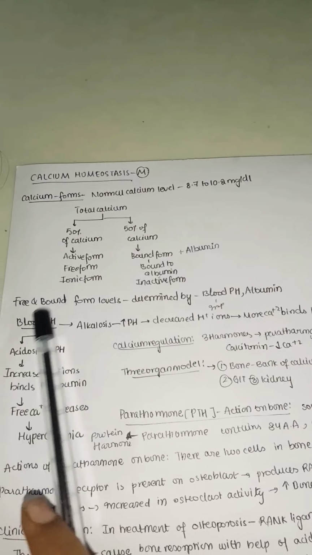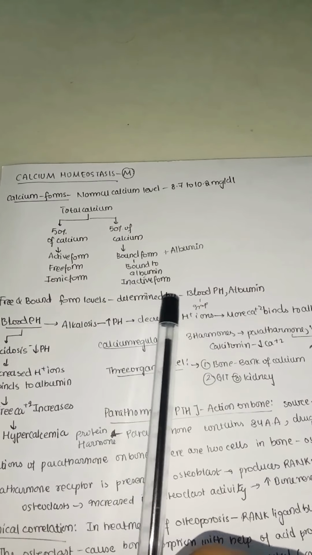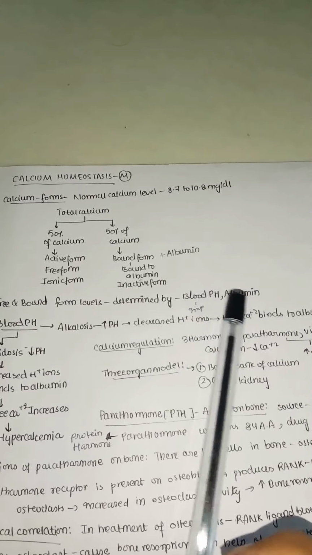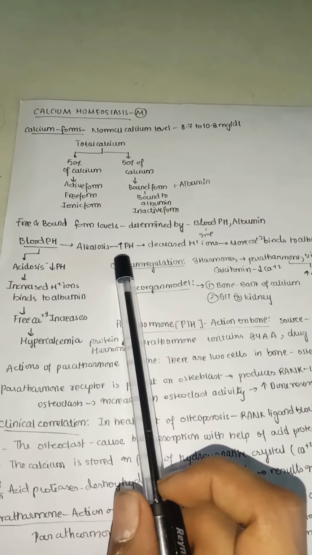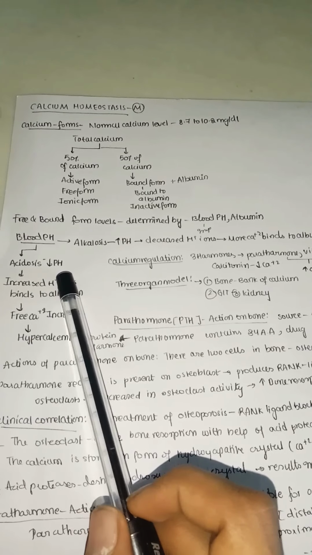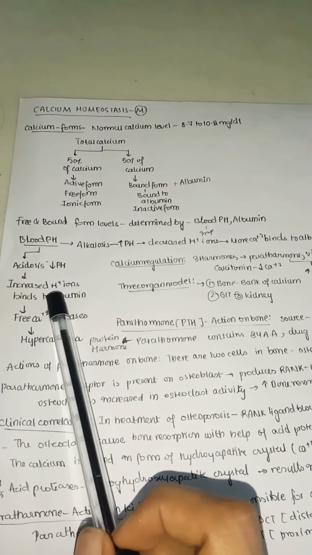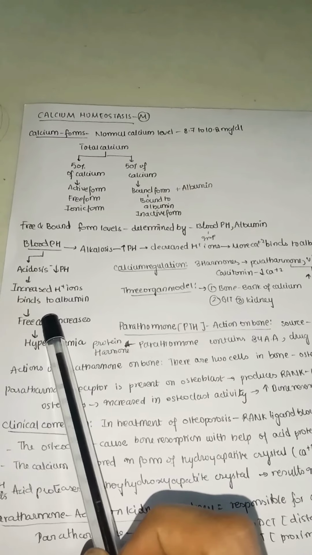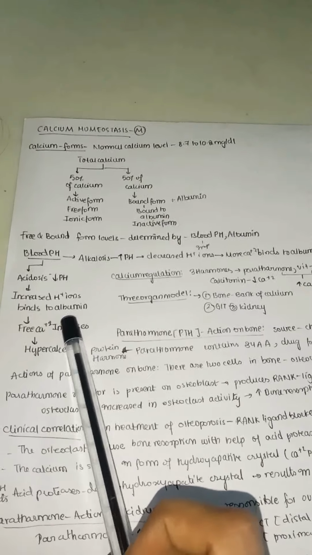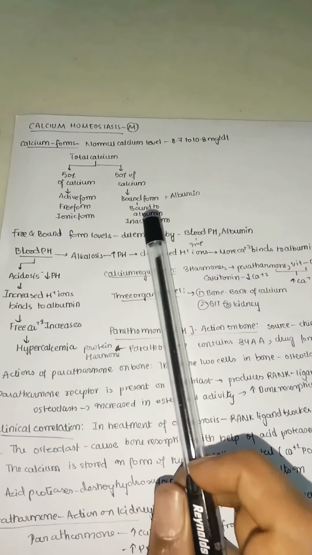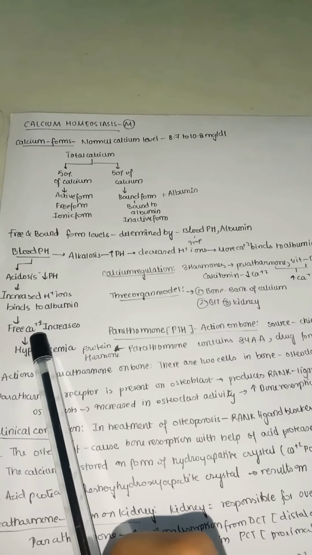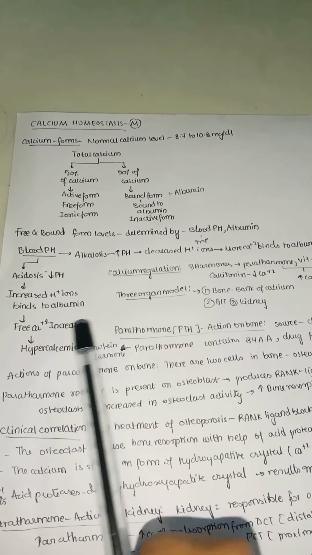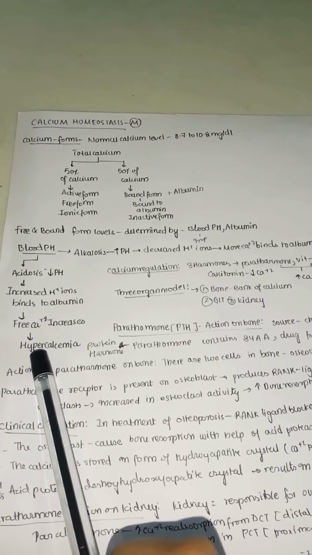You can see the free and bound form levels are determined mainly by either blood pH or albumin. But blood pH is the most important one, so we are going to discuss it now. Blood pH mainly depends on either acidosis or alkalosis. In acidosis, there is low pH, which means an increase in hydrogen ions binding to albumin. Actually our calcium should bind with albumin, but here the hydrogen ions are already bound to albumin, so free calcium is more because it's not bound to albumin. So it will lead to hypercalcemia in the blood.